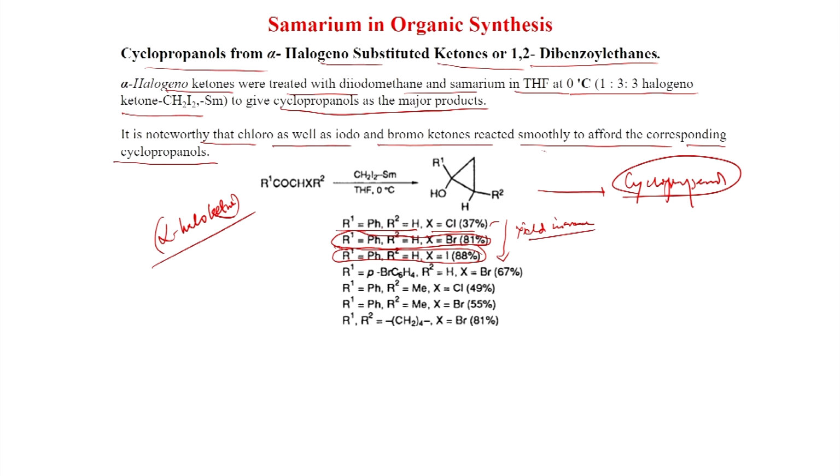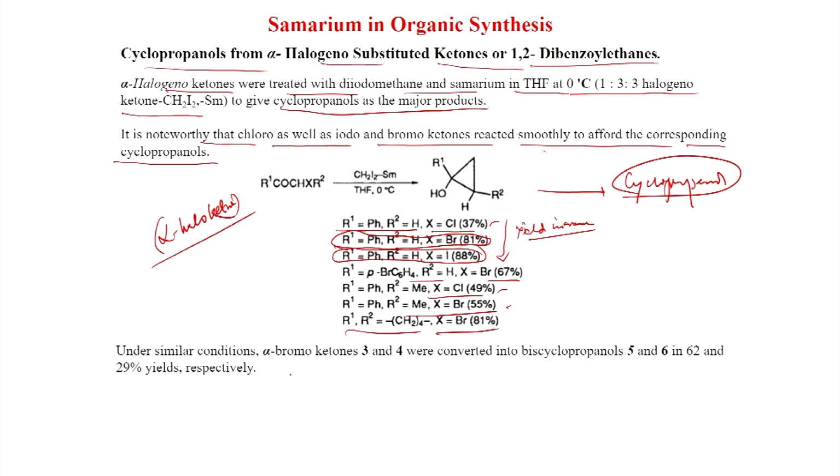So, that means the halo group is important, and here the other groups are there, 67%, X is equal to chlorine 49, X is equal to Br 55, if R2 is equal to methyl, and this is cyclic ketone also, 81% yield you can get. Similar conditions, alpha bromoketones 3 and 4 were converted into bis cyclopropanols 5 and 6 in 62% and 29% yields respectively.